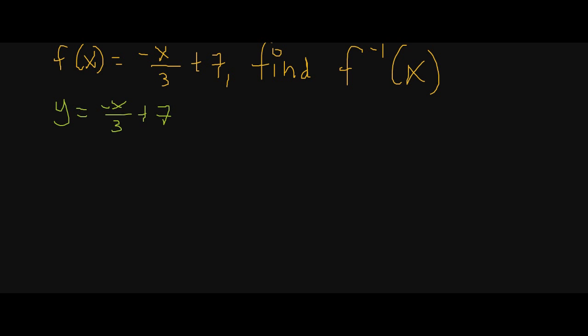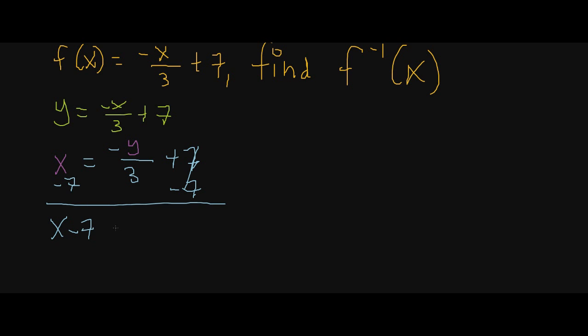The first step that we do, like always, is we switch the x and the y. So we're going to get x is equal to negative y divided by 3 plus 7. All right, what do we do to get rid of the plus 7? Well, we minus 7 to both sides, and we're going to get x minus 7 is equal to negative y divided by 3. All right, I'm going to bring this up here. We have x minus 7 is equal to negative y divided by 3.